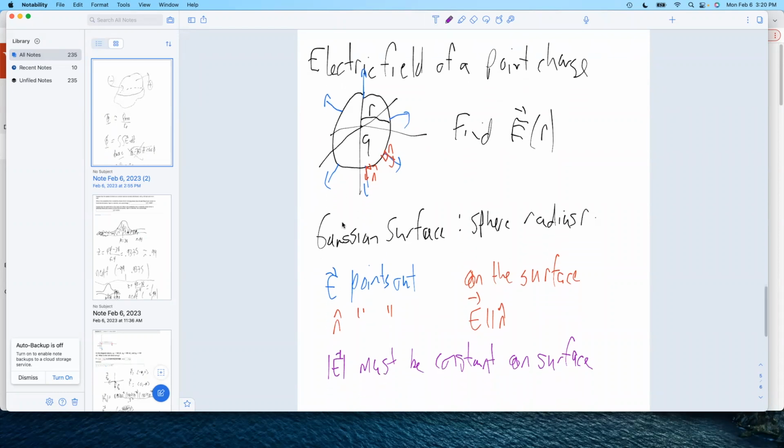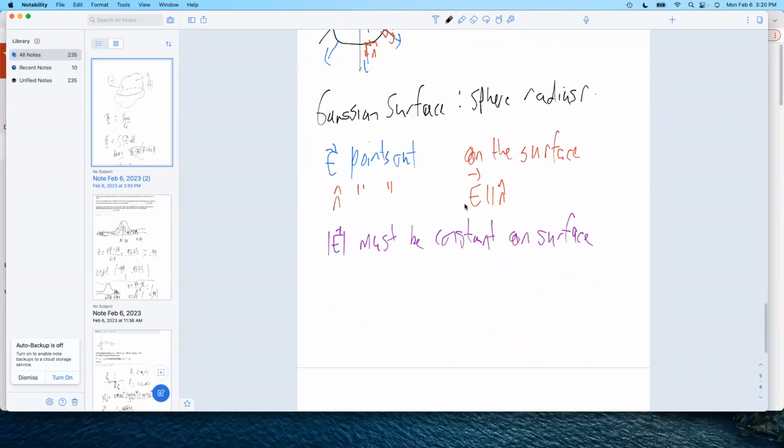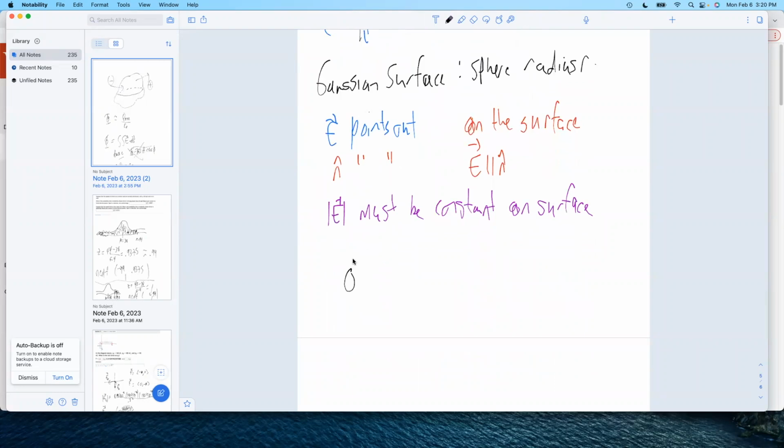So just by a symmetry argument, all along the surface, all these points are the same distance away from that charge. The electric field's got to be constant all along that surface. Okay, now Gauss's law says that the flux through that surface is both the double integral of E dot dS, and that's also the same thing as Q enclosed over epsilon naught.